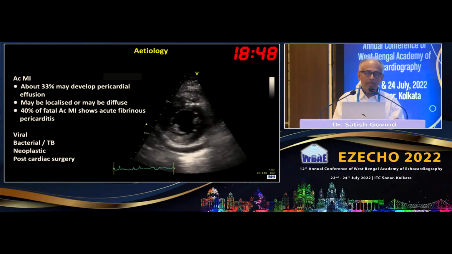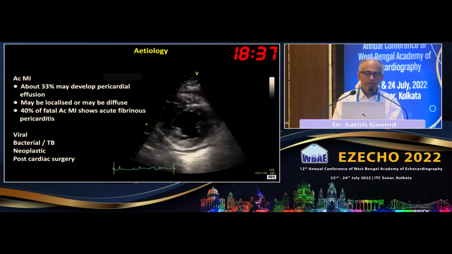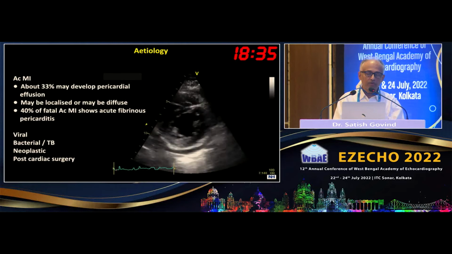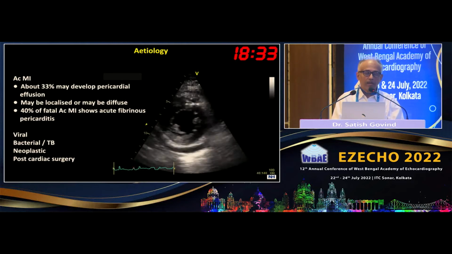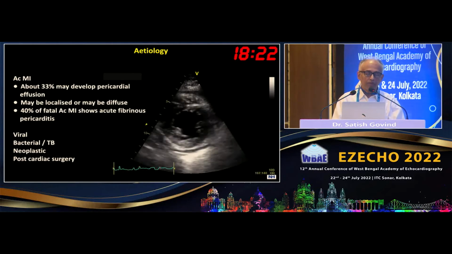So you can have various etiologies which can land up here. You have acute MI, which is the one we commonly face. Here, just a few numbers: 33% may develop pericardial effusion, and it can either be localized, as you can see, or diffuse and circumferential, as you can see here. And whenever an effusion is seen in an MI, especially the fatal MIs, it has been shown that there is almost 40% prevalence.